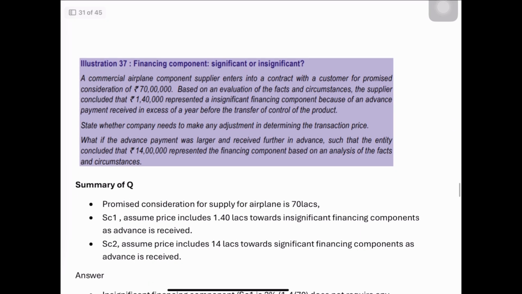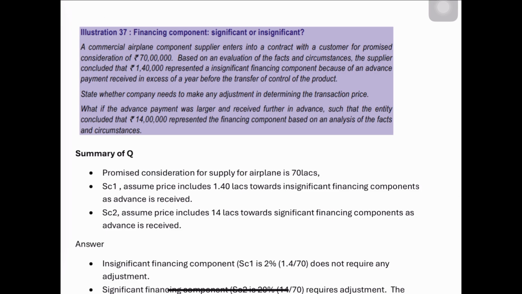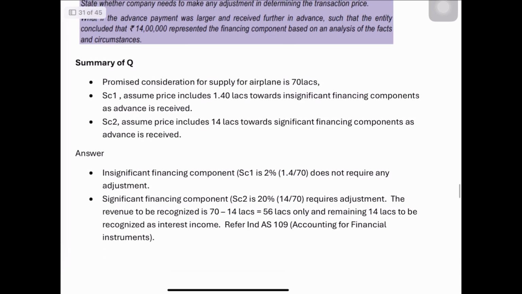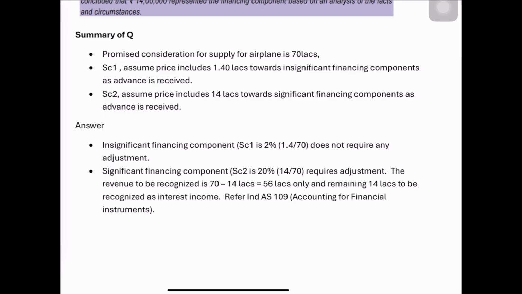Now let's move on to the next example. So please go through illustration 37. Here the summary of the question is, there is promised consideration for supply of an airplane, that is 70 lakhs. Scenario 1, assume the price includes 1.4 lakhs towards an insignificant financing component as advance is received. And scenario 2 is assuming 14 lakhs towards a significant financing component as advance is received.